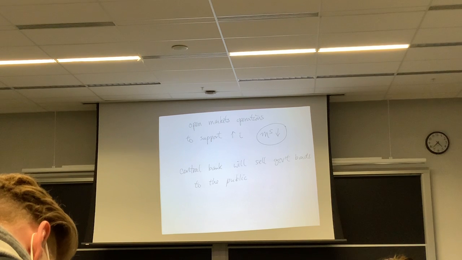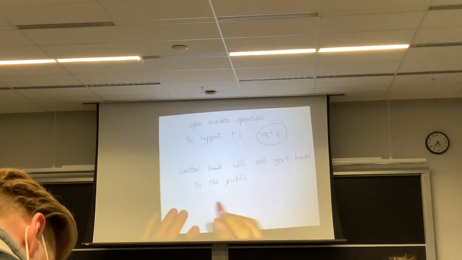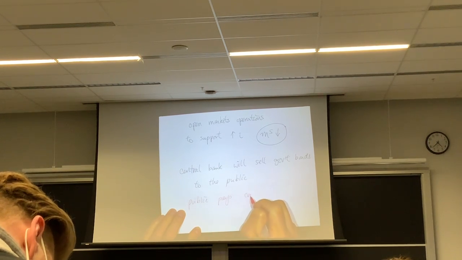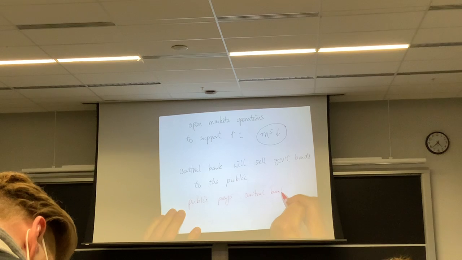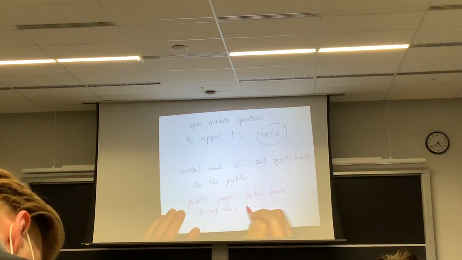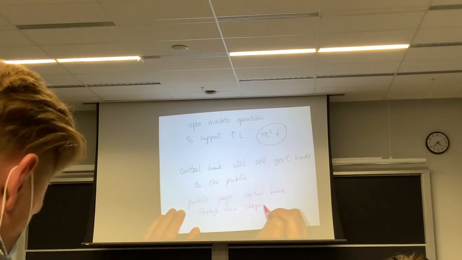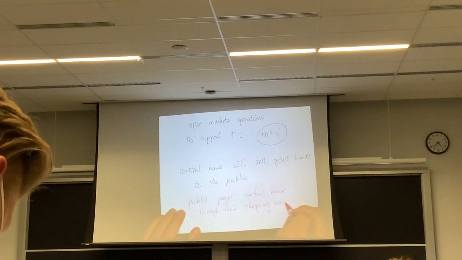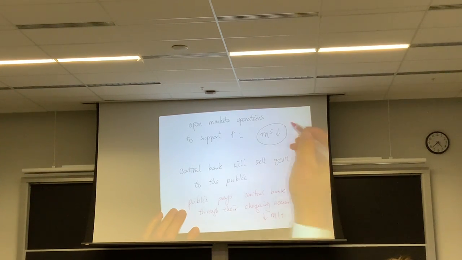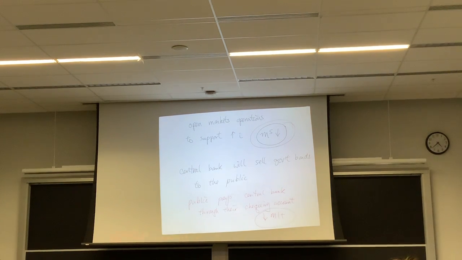When the central bank sells government bonds to the public, the public pays the central bank through their checking account. Therefore, M1 plus will drop, money supply will drop. So the open market operations can support the bank rate movement by changing the money supply.